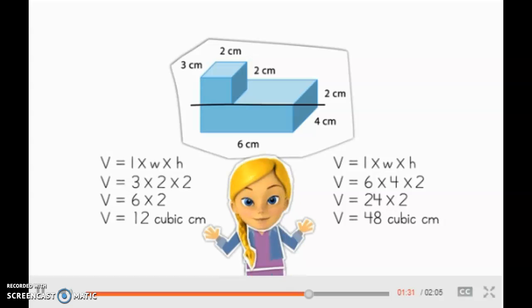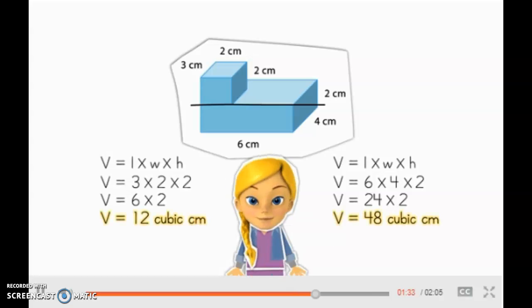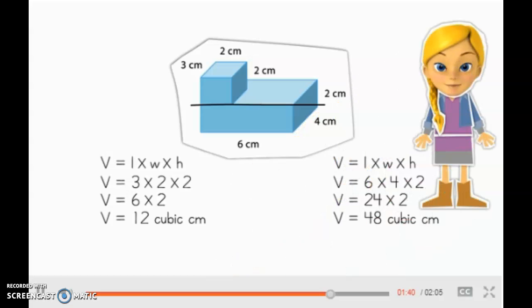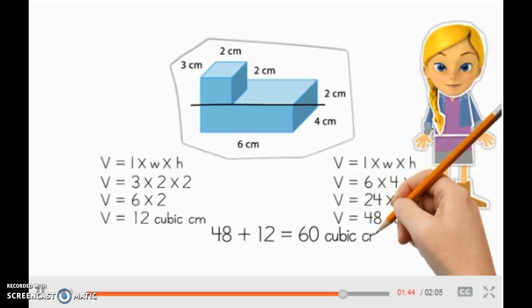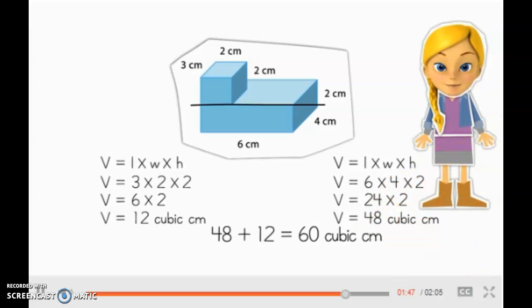Okay, now what? Does this problem have two answers? No. You just add the two volumes to get the total volume of the entire prism. 48 plus 12 equals 60. So the volume of the original figure is 60 cubic centimeters.